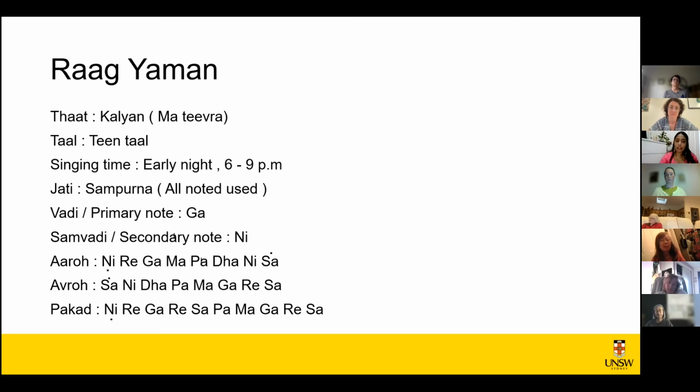So I think we can all sing along. At least we can start building up together. We'll start with aro, we'll sing avro, and then we'll go towards pakad. Okay, try and follow along with me. Ni re ga ma pa dha ni sa, sa ni dha pa ma ga re sa. Ni re ga re sa, pa ma ga re sa.